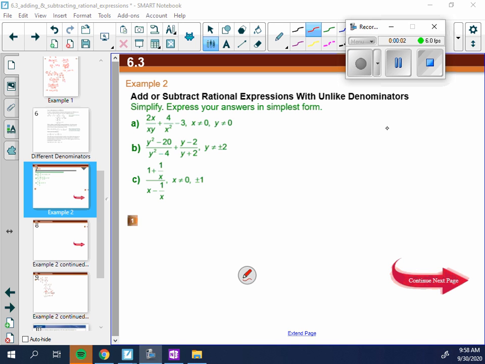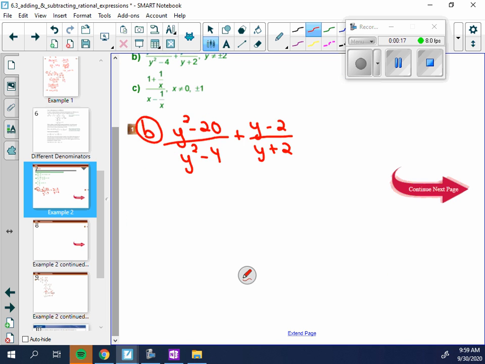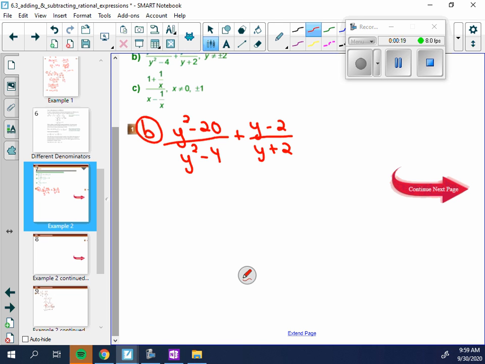Start with b, because b is the most common type that you will see. So y squared minus 20 over top of y squared minus 4, plus y minus 2 over y plus 2. Okay, and they already gave me my non-permissible values, but I could have figured this out. So for these steps, we're going to go back to the 4 steps that we wrote out at the beginning. Step 1 was factor your denominators.